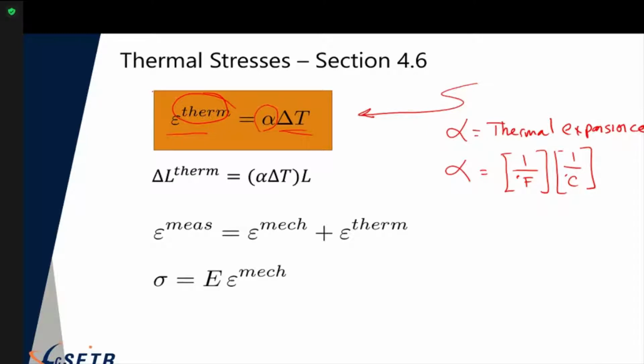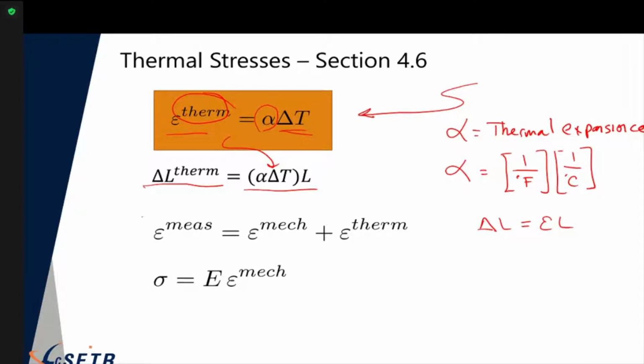If you know what the thermal strain is, you can also figure out the elongation, the change in length. Remember, the change in length is equal to the strain times the original length. So putting in the thermal strain, the change in length is the thermal expansion coefficient, alpha, times the temperature change times the original length. And that's basically the governing physics equation right there.